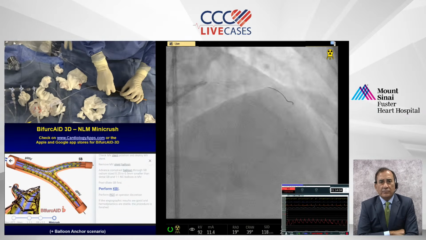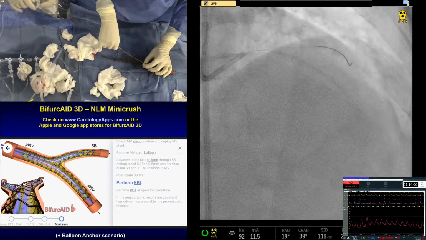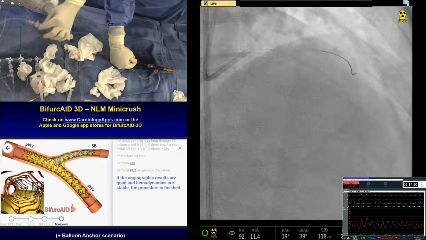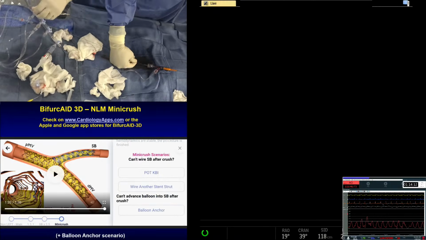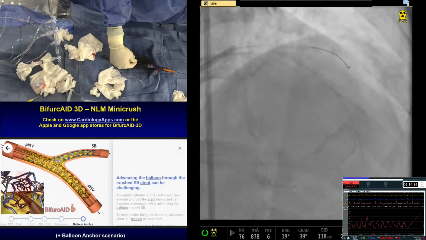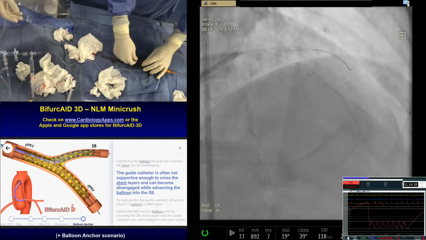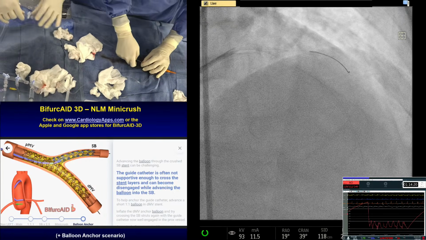Leave the LED balloon there. We can put a 2.5 now for the side branch. Let's check it. If it looks good, we're done. Total stagnation of the coronary. Okay, I think it looks good. Let's just leave it alone. Everything looks wonderful. Let's do the IVUS.